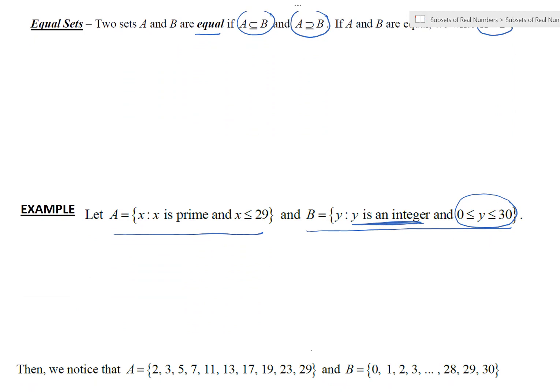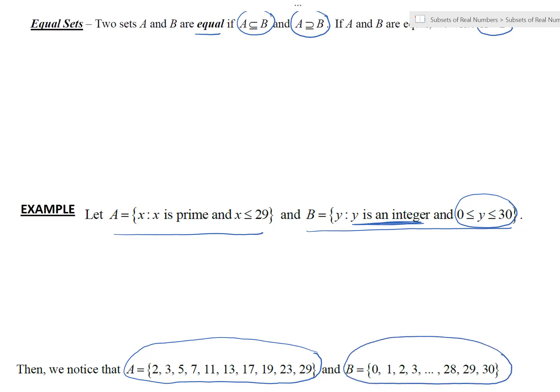Well, for A, we're just going to list them out. This is the collection of prime numbers less than or equal to 29: 2, 3, 5, 7, 11, 13, 17, 19, 23, 29. And then B consists of all the counting numbers, including the 0, all the way up to 30. So 0, 1, 2, 3, 4, and so on, 28, 29, 30.